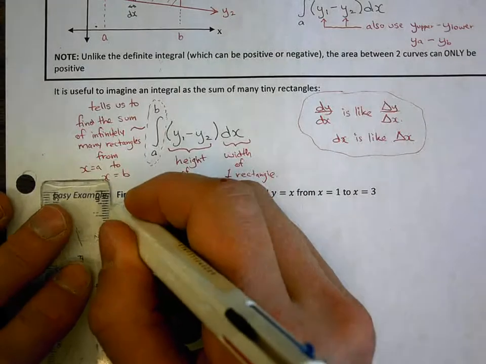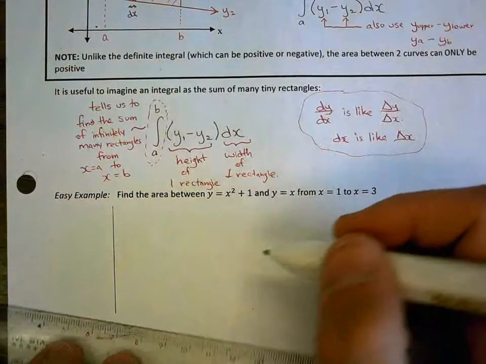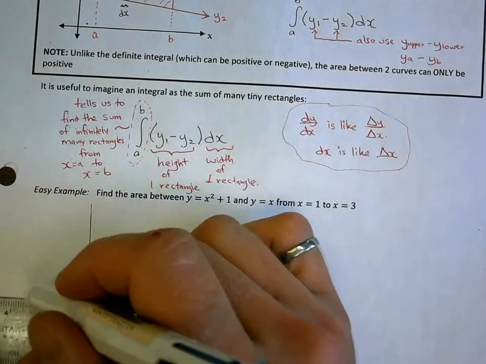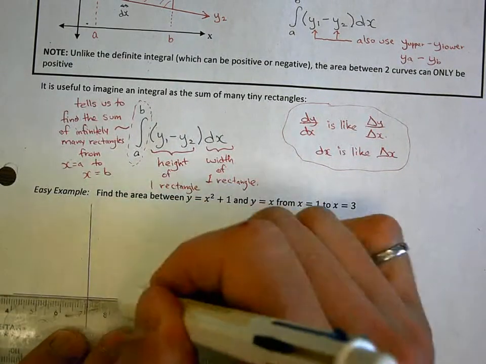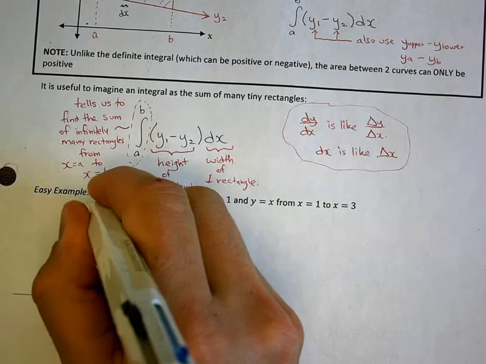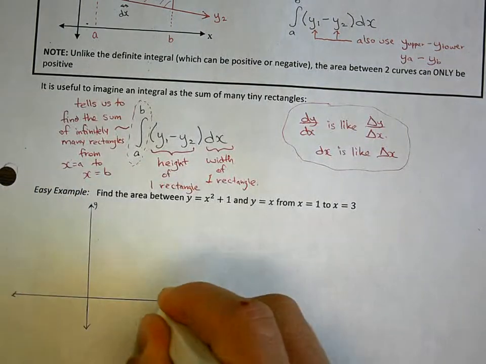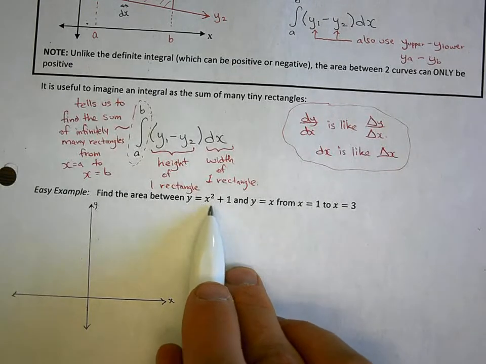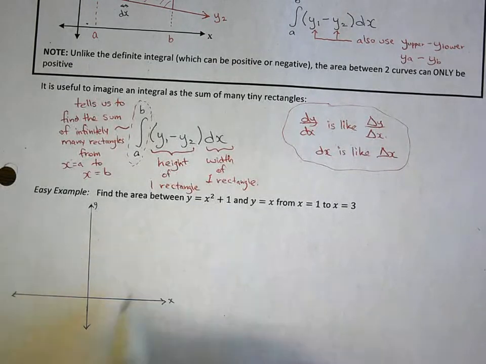Well, let's do a quick sketch. It always helps to do a sketch, especially as they get harder, you will have trouble if you don't do a sketch. And we don't want no trouble. So there's y, there's x. Okay, so y equals x squared plus 1 is the mother parabola plus 1.